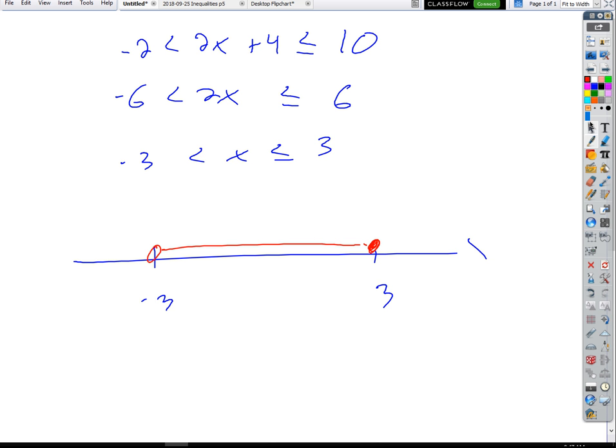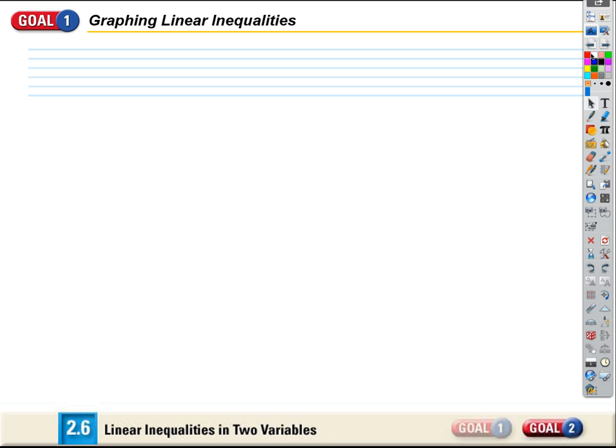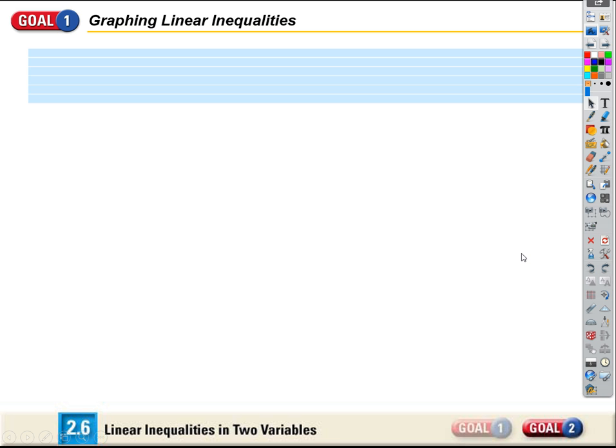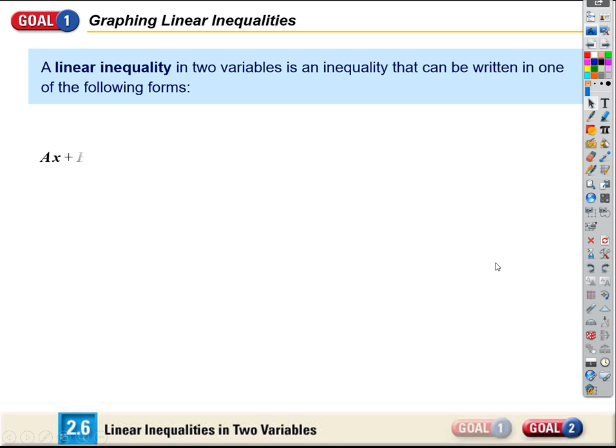Now, how does that change if we're talking about two variables? Let's take a look. So what if we've got a linear inequality that involves both x's and y's? So now instead of needing just the x-axis, we're going to need the xy plane. Right? Remember this stuff a little bit? Sort of. Need a little review. Okay, these are all in standard form. We can graph linear inequalities in slope-intercept form also.